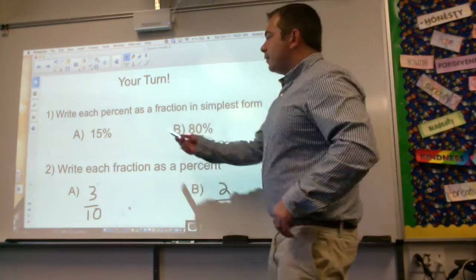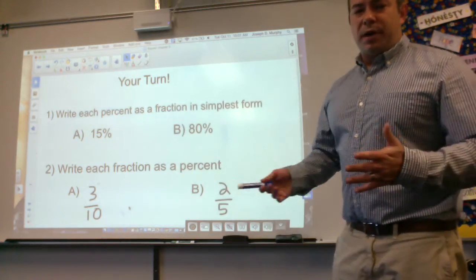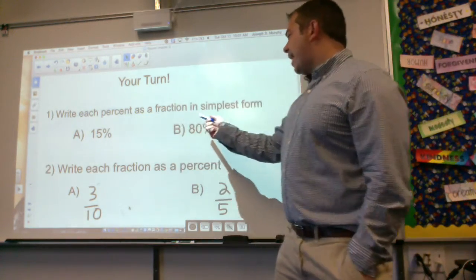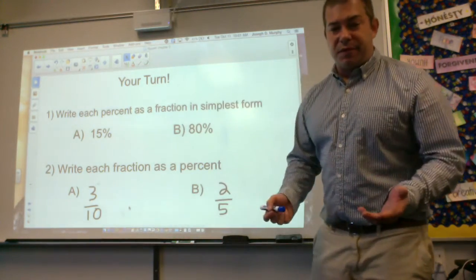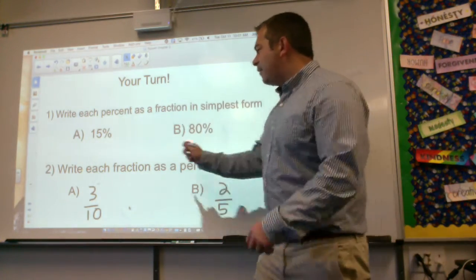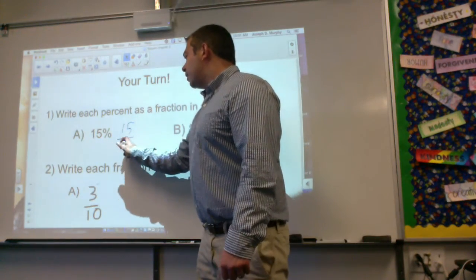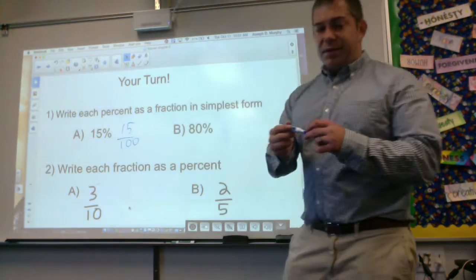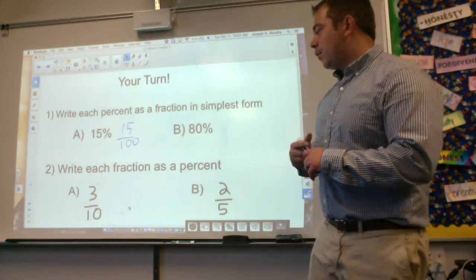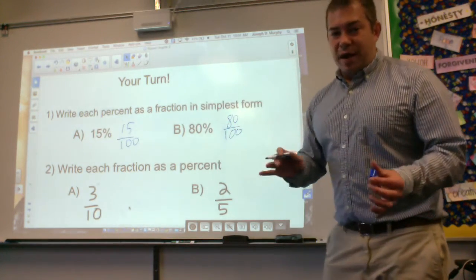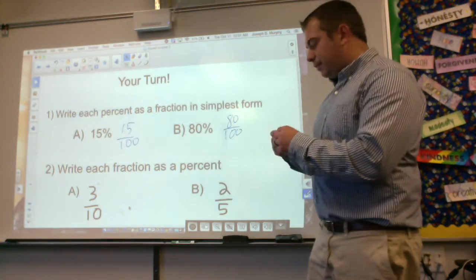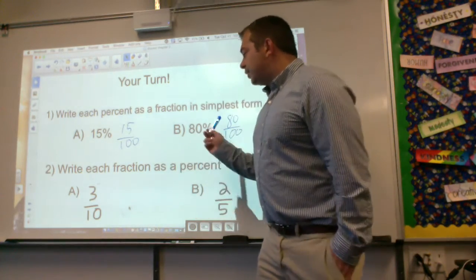Now it's your turn. Number 1, you have an A and B, so it's 4 questions total. Write each percent as a fraction in simplest form. So 15 out of 100, then you just have to reduce. 80 out of 100, I'll even write that down for you, the first one. But if you put 15 out of 100 as your answer, you're going to be wrong because it says simplest form. If you put 80 out of 100, although that is correct to start, it'll be wrong because I asked for simplest form. So you just have to reduce those.